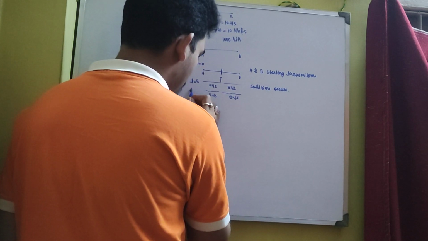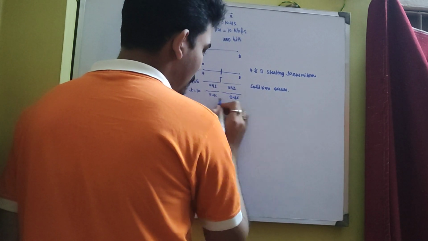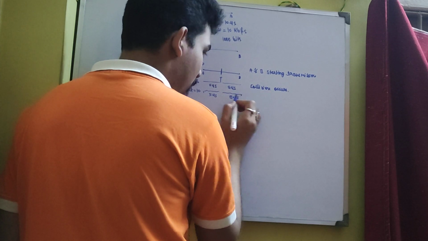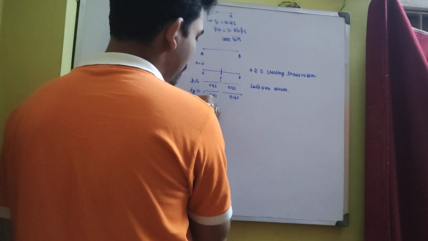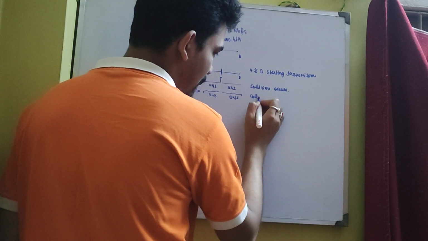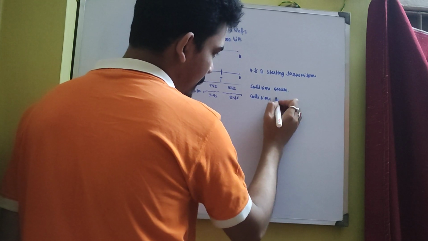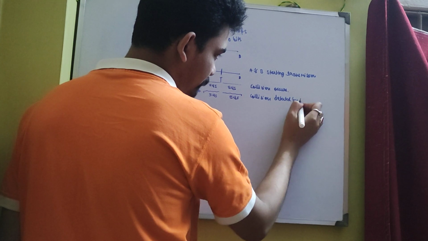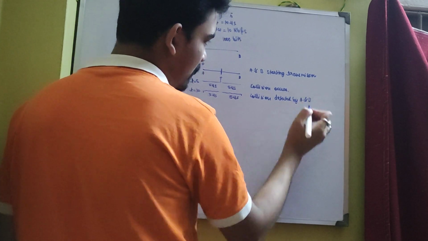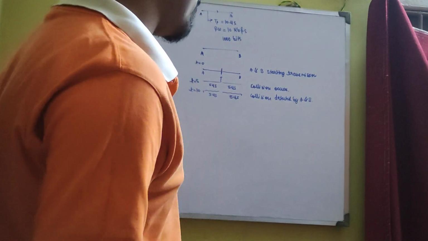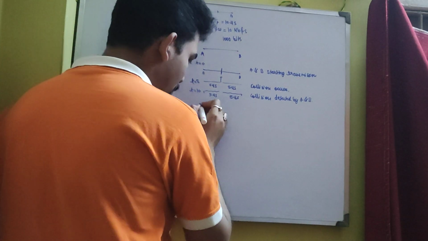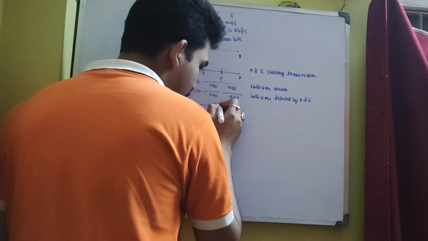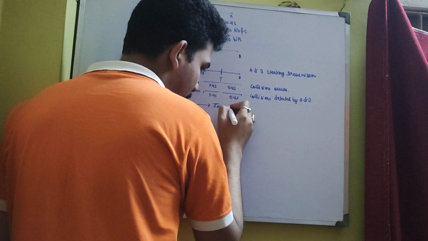So we say that t equal to 10. After this point, at t equal to 10, the collision has been detected by both stations A and B. Both A and B detect the collision at this point. Now, there is a catch in the question: it says that jam signals are ignored.